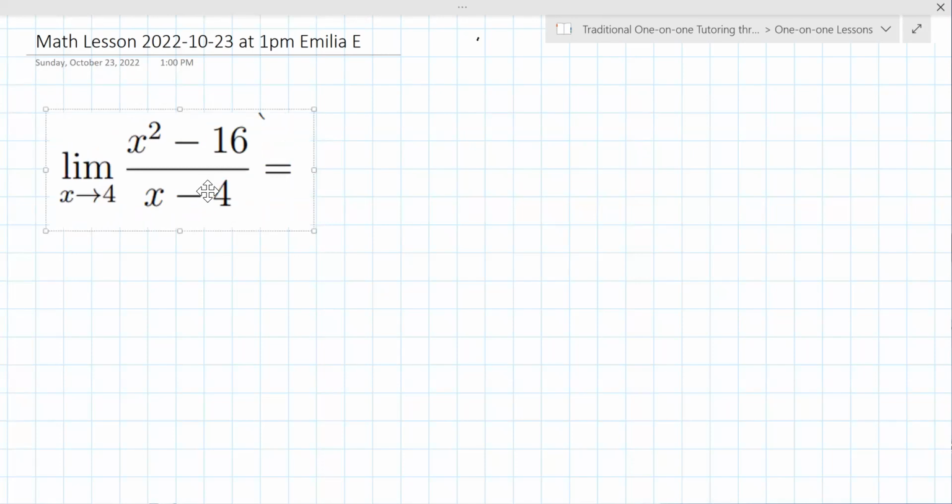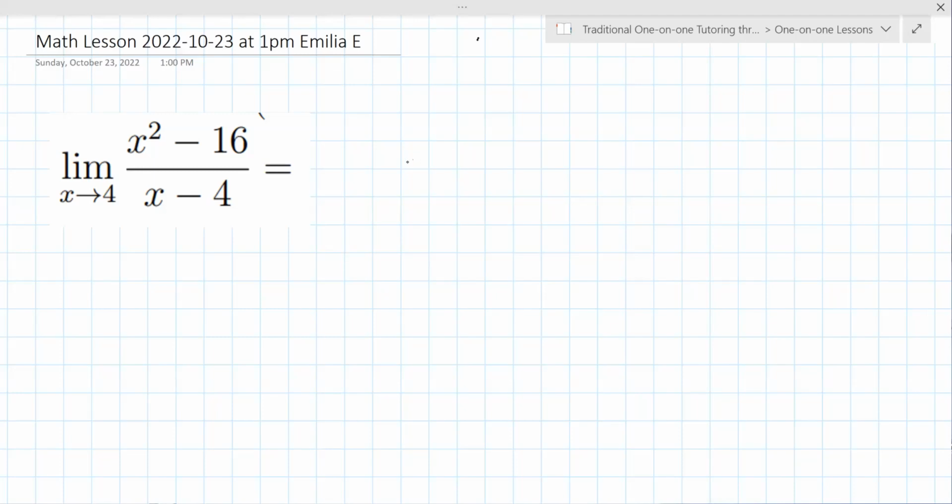For you to look at. When you try to evaluate the limit at 4, you notice that there's a problem. You end up dividing by 0, so you have to be able to factor the numerator and the denominator. So that just becomes -4 plus 4. Eight.